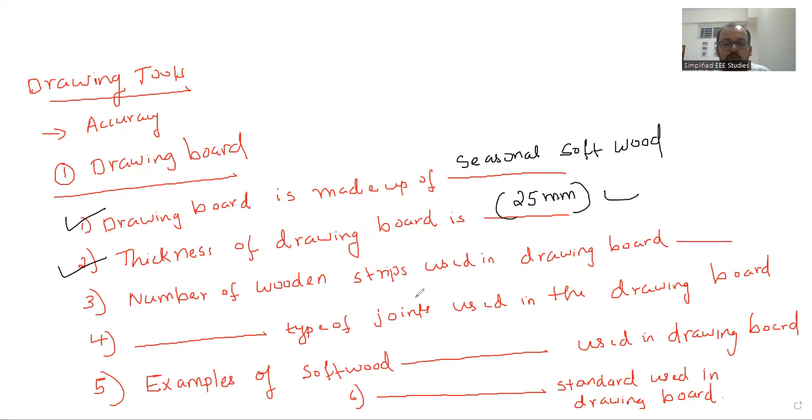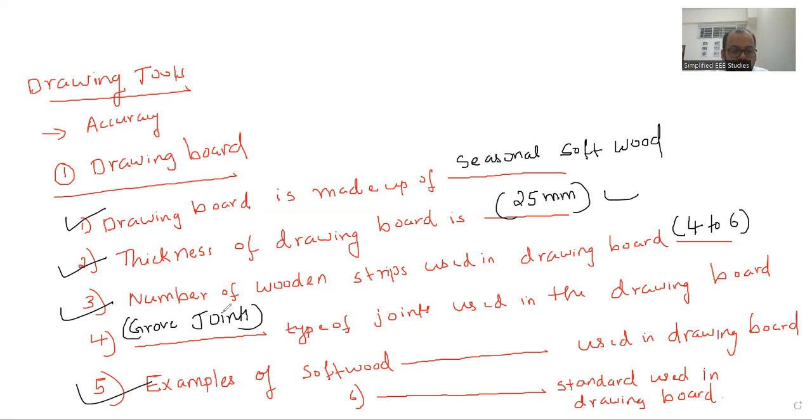Number of wooden strips used in the drawing board: how many strips will be used? The number of strips varies from 4 to 6, approximately. Next, what type of joints are used in the drawing board? Usually the following types of joints are employed: groove joints. Groove joints are most popular. Groove joints are used.